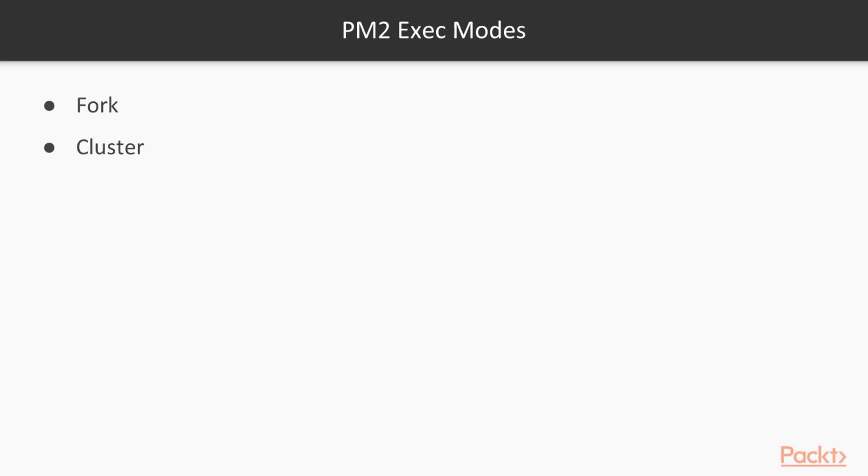Node's Cluster API helps us take advantage of multi-core systems by allowing us to spawn as many instances of the process as the number of cores in the system. It's great for quickly bootstrapping a PM2 instance, especially if you only use Node.js. For the rest of the section, we are going to stick to cluster mode.